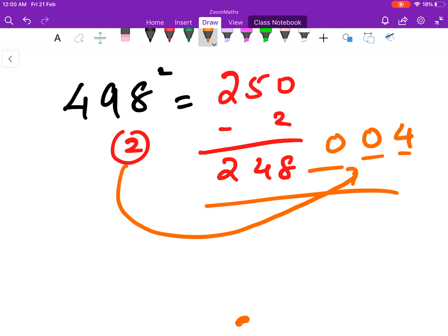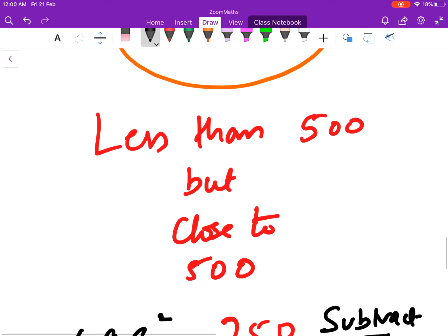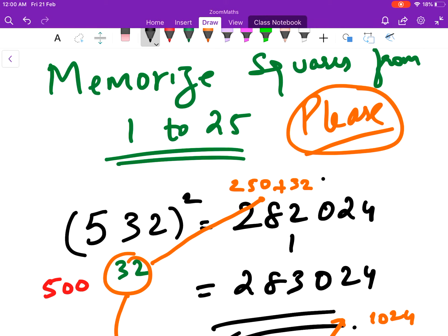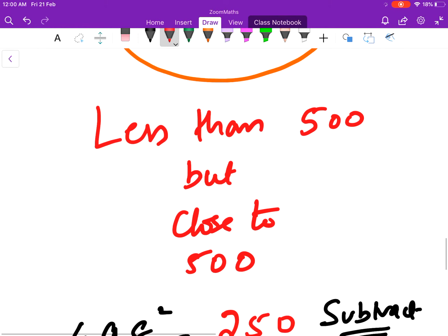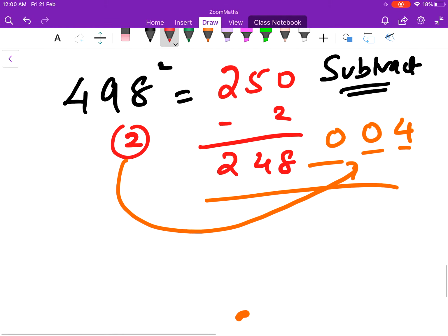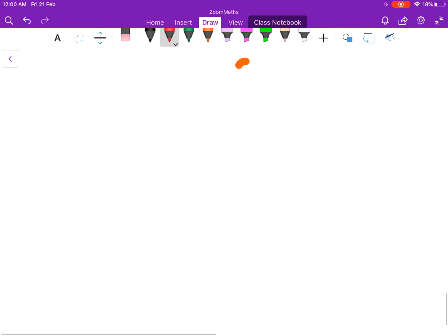So in numbers above 500, you add the deviation. In numbers below 500, you subtract the deviation. See here, in numbers above 500 you add the deviation, and in numbers below 500, you subtract the deviation.